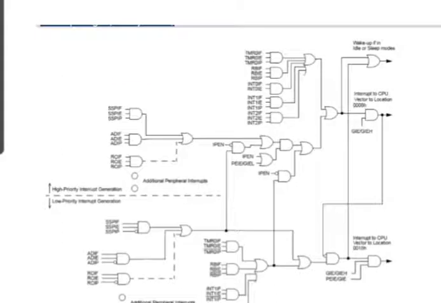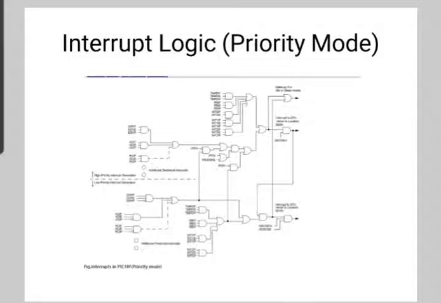Now here the diagram for the interrupt in PIC 18F priority mode is shown. It consists of the peripheral interrupt flag bit, enable bit, and priority bit. Additional peripheral interrupts are also given. So here is a set of SFRs, that is special function registers, and it is used to control the interrupt operation. Interrupt operation means what? Legacy mode and the priority mode.